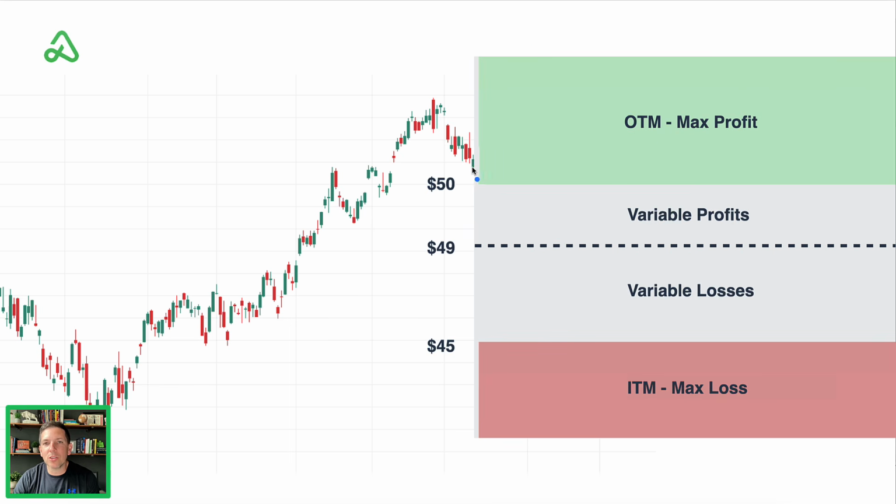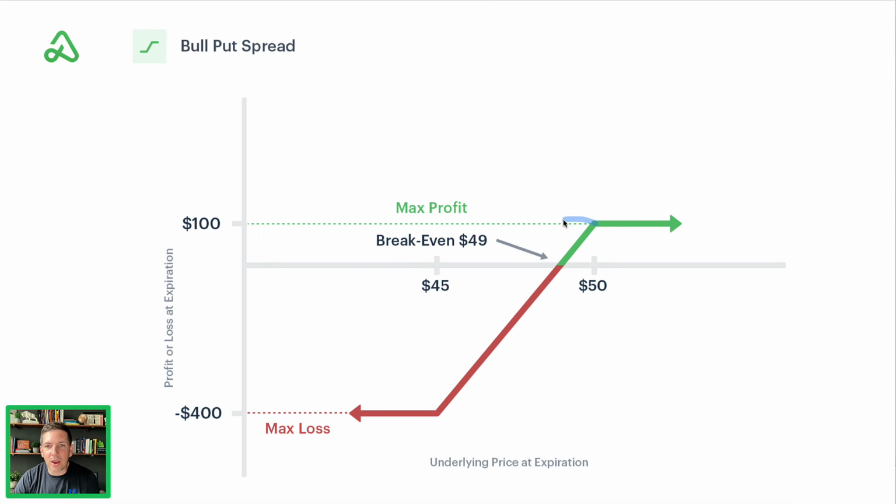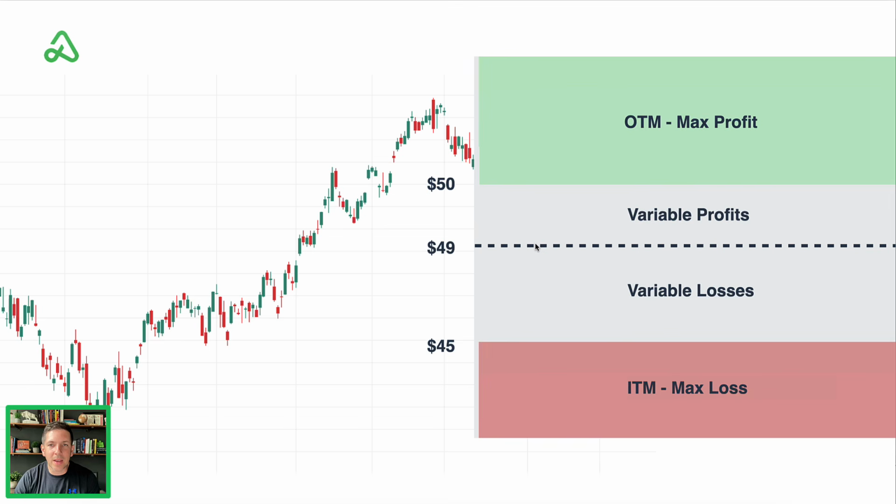If the stock starts to go down, it can go down to our 50 strike. And at that point, we start entering this variable profit, variable loss area, essentially that sloped area. This is the area where you're in between the strikes, so it matters where you land at expiration. As you start to get under 50, you start traversing this variable profit, variable loss area on the P&L diagram. So from 50 to about 49, which is your break-even point, this is going to be variable profit. You're still going to make money in this range.